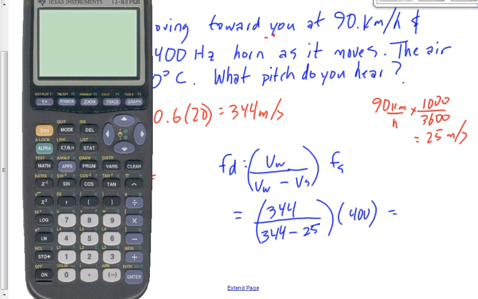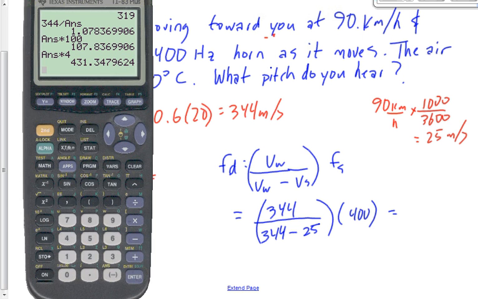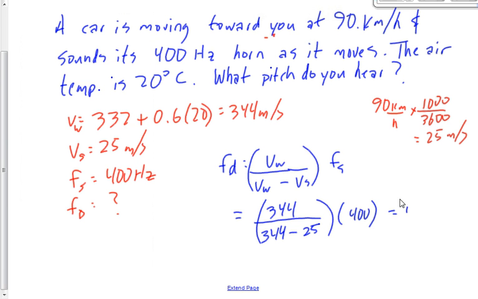Let's do the bottom first. 344 minus 25. Let's say 344 divided by that number. 1.07. Let's multiply that by 400. We get 431, 4.3 times 10 to the 2. So what do we hear? It's really 400 hertz. What do we hear? 430 hertz. It should be higher because it's coming towards us.